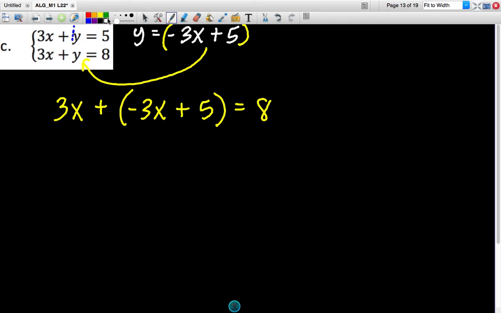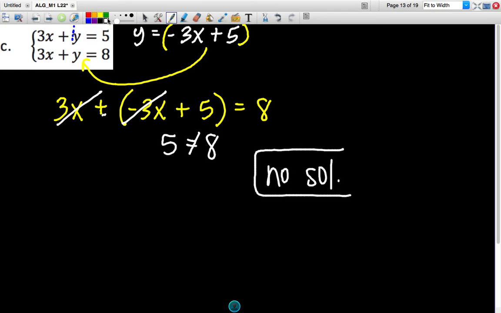This time we have a positive out front, so we really don't have to distribute anything. So 3x minus 3x would be gone. So we're left with 5 equals 8. So our variables cancel, which means we have to decide whether or not it's a true or false statement. And this is a false statement, which means our response is no solution. So as you see, our solutions do in fact match.